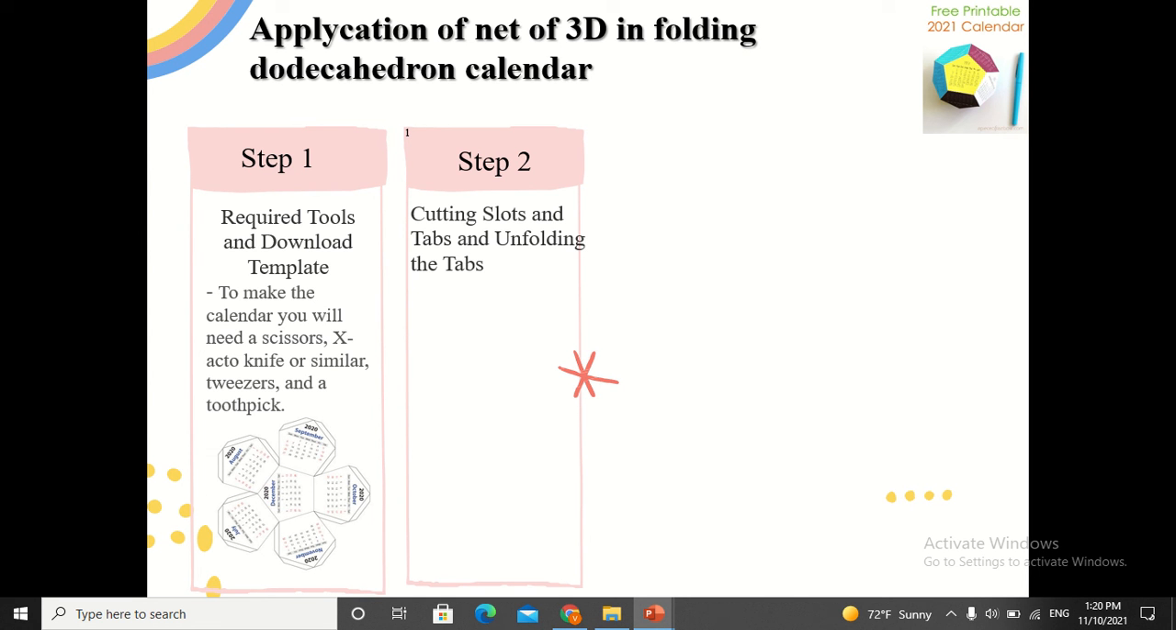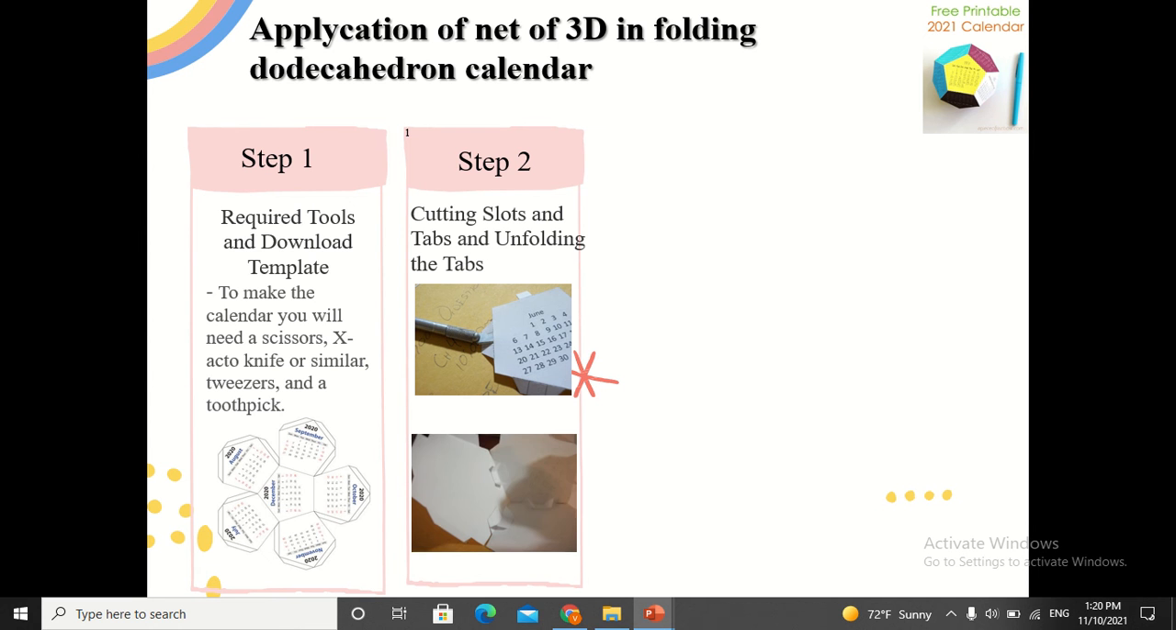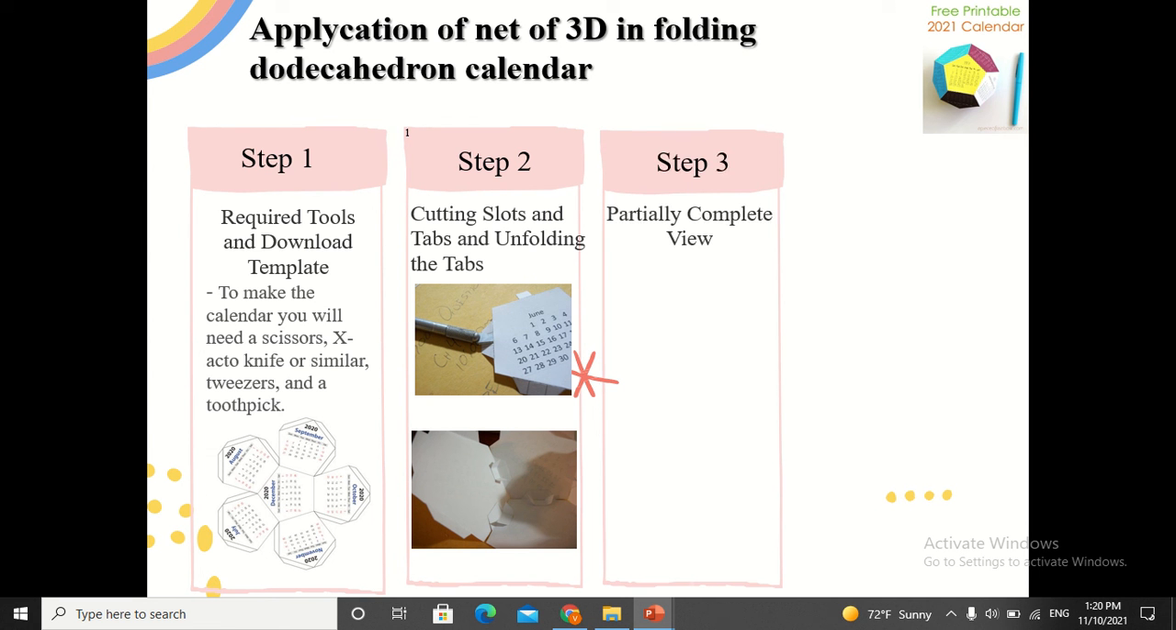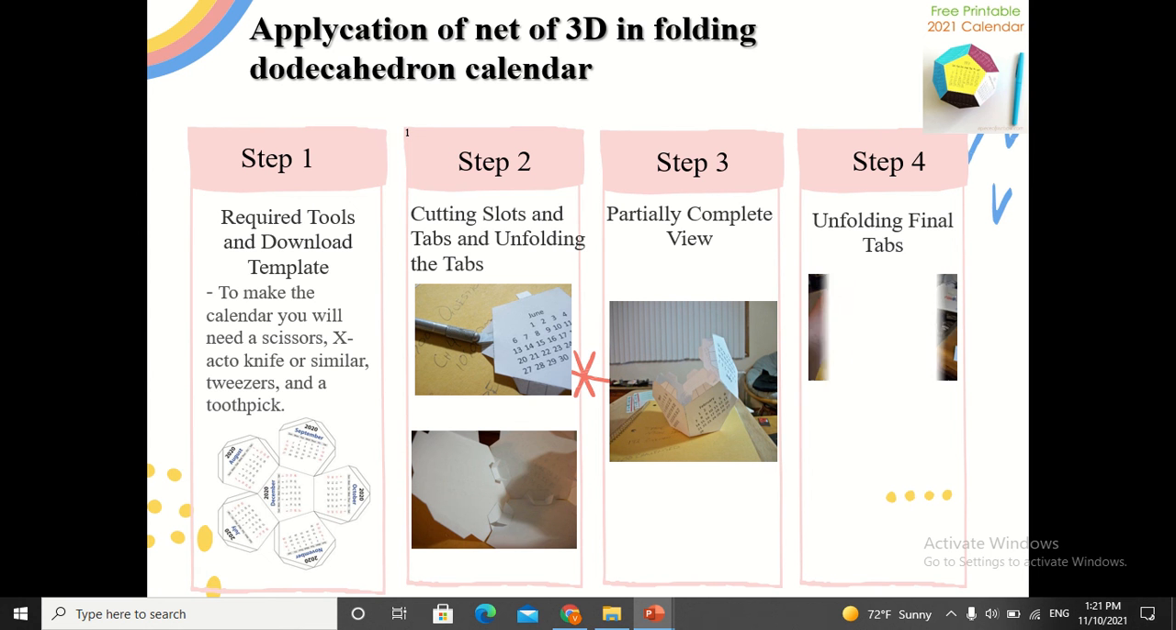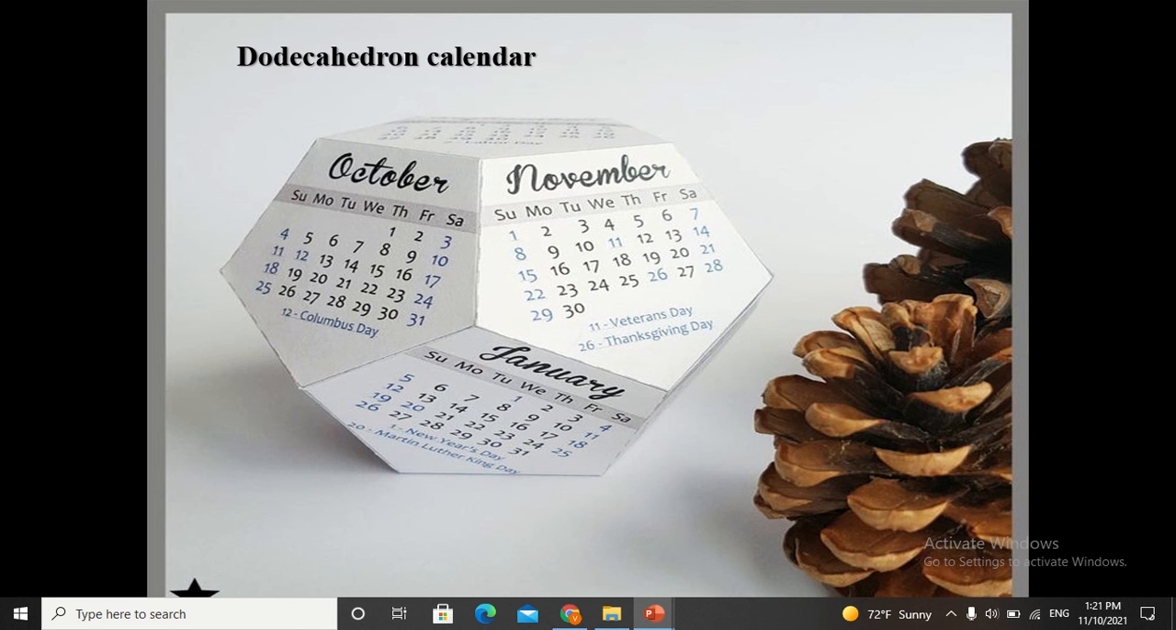Step 2. Cutting slots and tops and unfolding the tops. Step 3. Partially complete view. This is a partial dodecahedron cylinder. And the last, step 4. Unfolding the final stop. This is the dodecahedron cylinder.